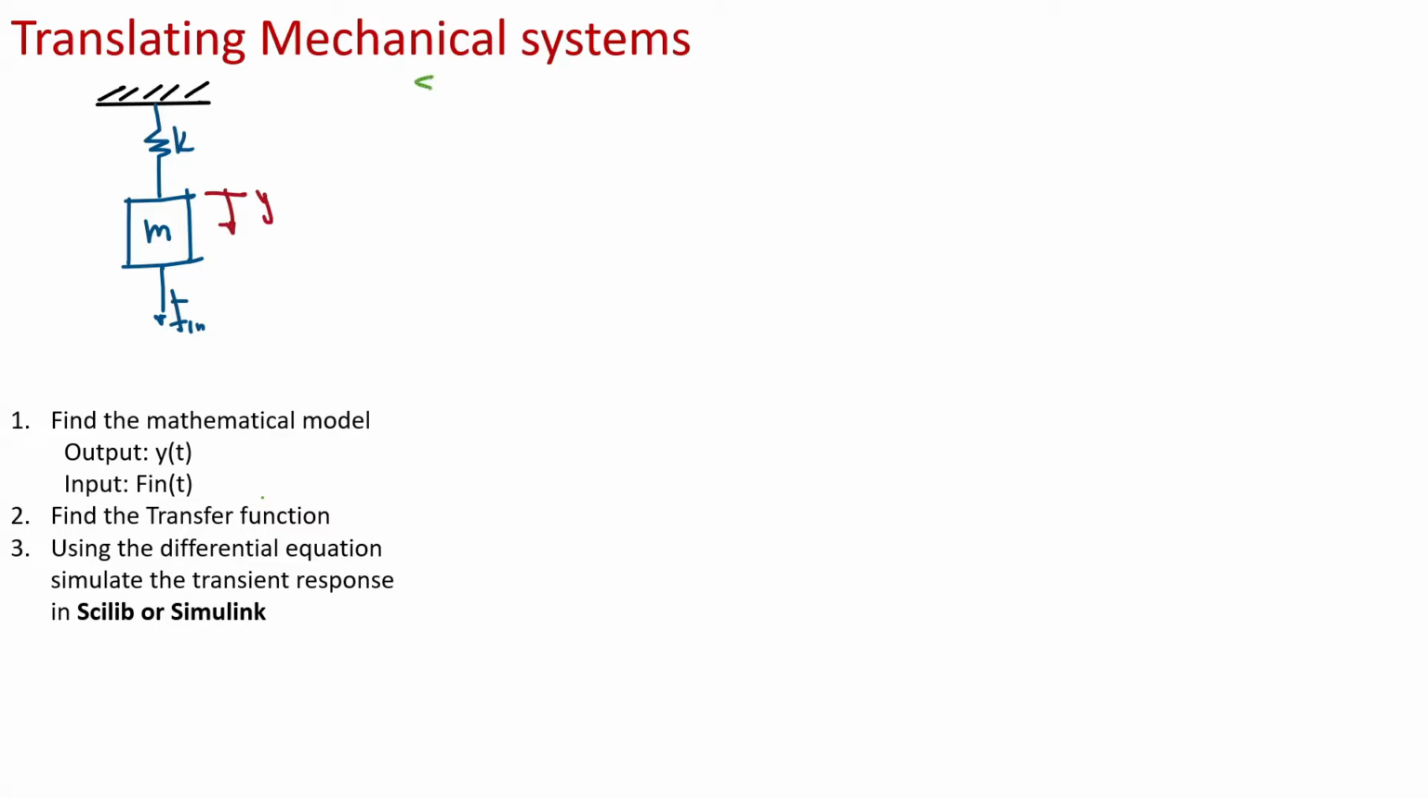So let's start. The first step is to define the output and input of the system. In this case, the input of our process is Fin of t, and the output is the position of the mass y of t.